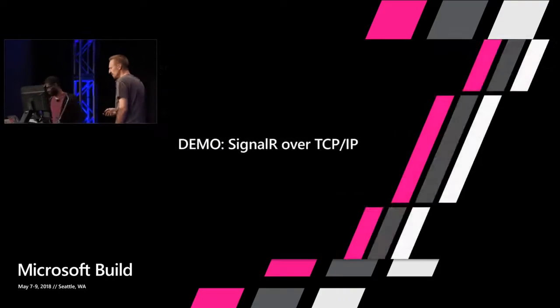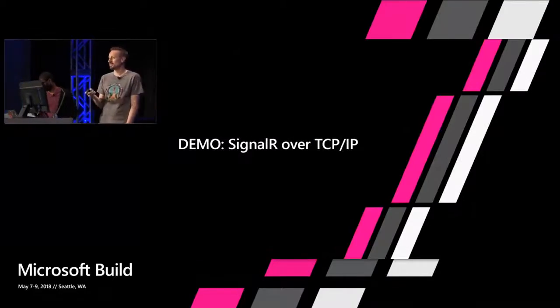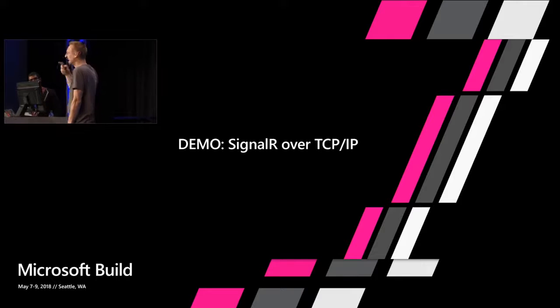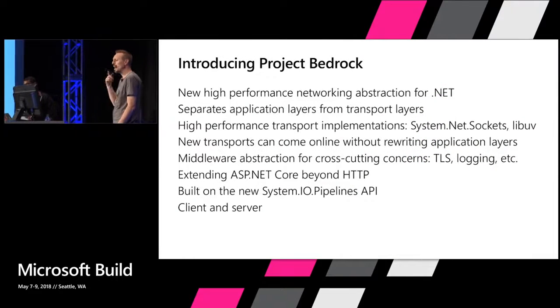Okay. So that is SignalR over TCP. You can't do that today out of the box. You have to steal David's code, my sample. It's a sample in the SignalR repository. So how is this happening?